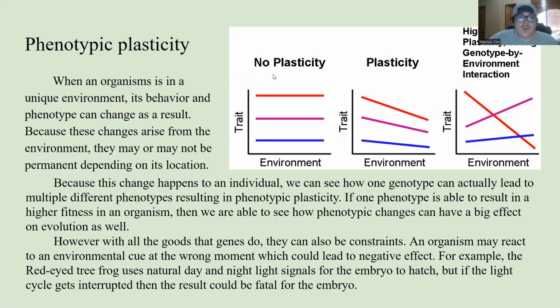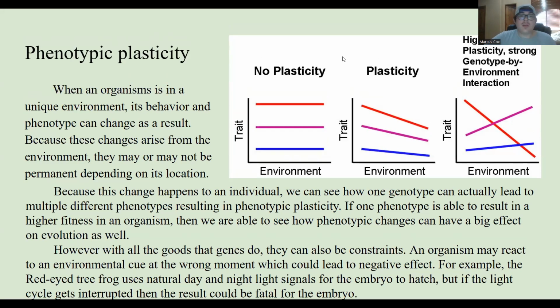And in lower temperatures, you'll get a different pigmentation. I believe in this case it was black. Phenotypic plasticity: when an organism is in a unique environment, its behavior and phenotype can change as a result of being in that environment. Because this revolves around it actually being in that environment, mobile organisms that move from environment to environment may only receive these effects temporarily, as opposed to plants, which usually stay in one area. This is something that occurs more in plants.